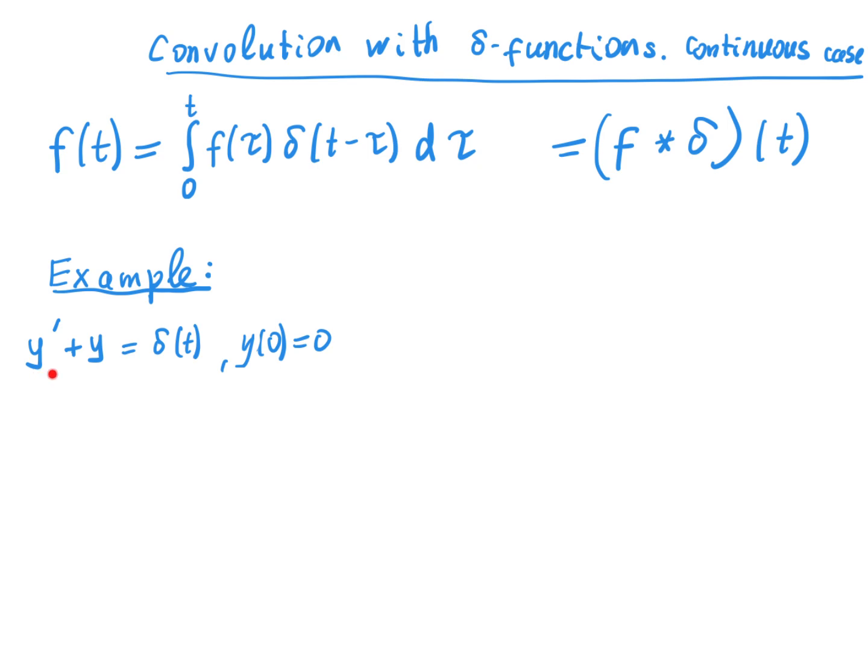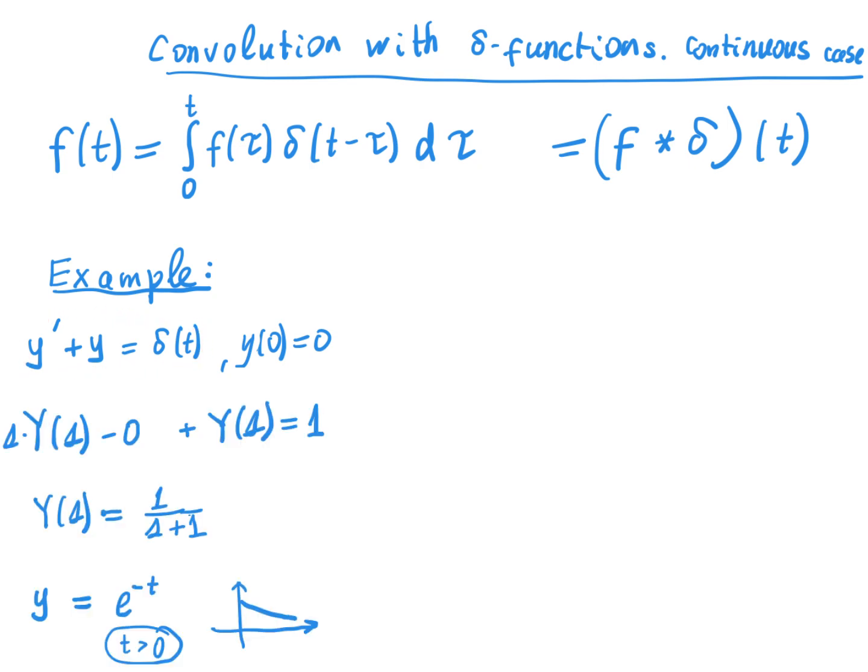For example, let's recall that when we have impulse at the right side of the ordinary differential equation, the best way to solve such equation is to use Laplace transform. Let's recall how to do that. When we apply the Laplace transform to the derivative y prime, we get s times Laplace transform of y minus the initial condition, minus 0. Now the y term, its Laplace transform is just capital Y, and the Laplace transform of delta function is 1.